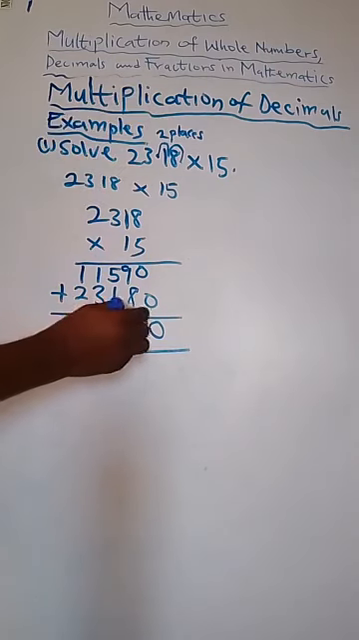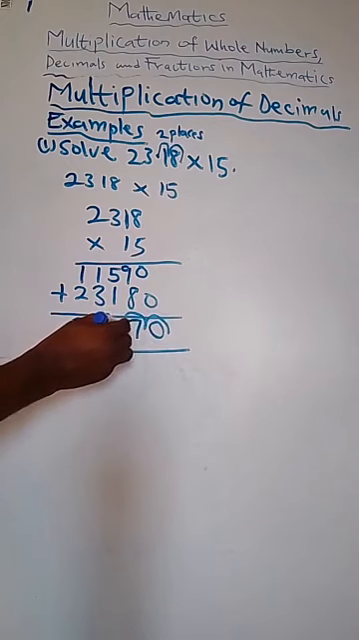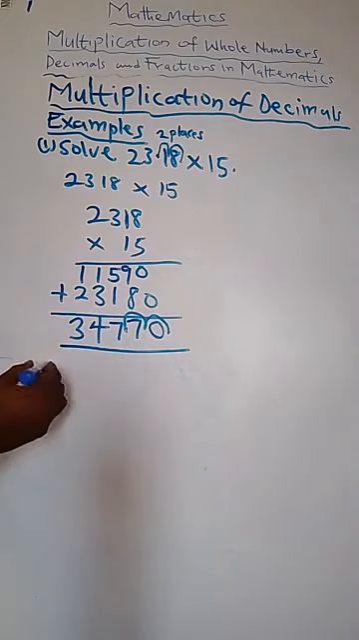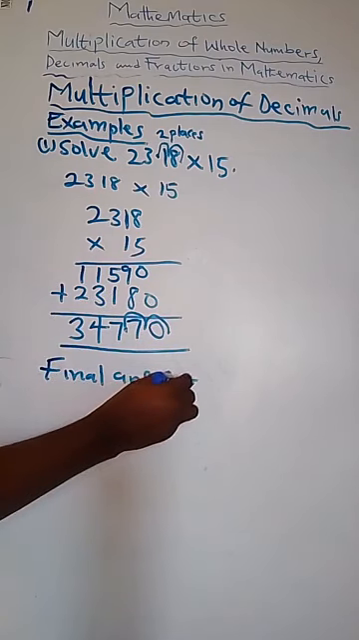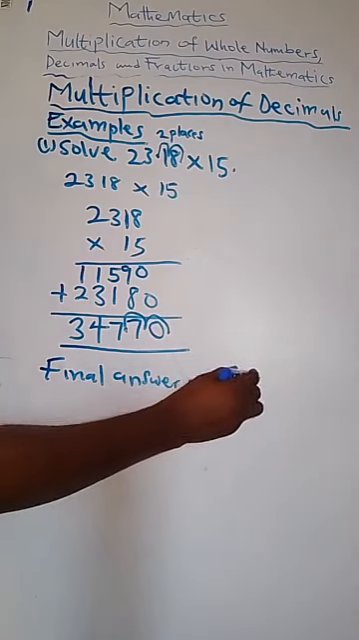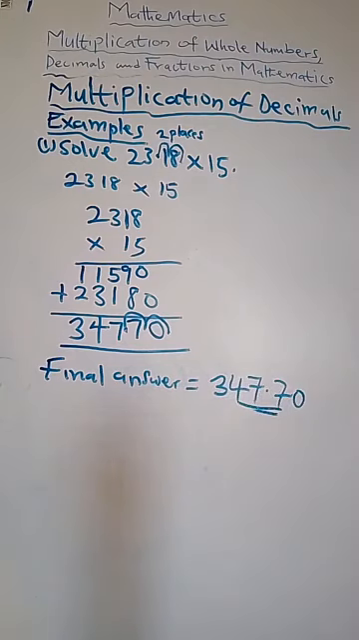The 2 places, the decimal point is here. You have to make it move 2 places. You're going to move 1, 2. So in your final answer, you're going to place your decimal point here. So the final answer is 347.70. I hope you understand the steps you are taking to solve this question.